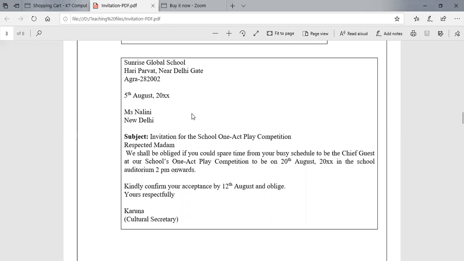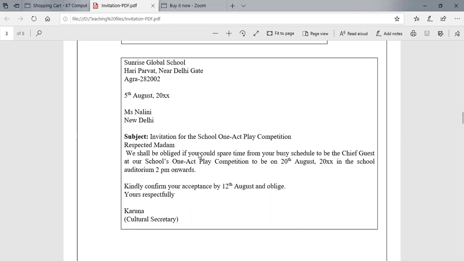Yes. So kindly confirm your acceptance by 12th August and oblige. Yours faithfully, also you can use that, no issues. Yours respectfully, the particular name of the sender. This is the way we have to follow. So invitation, card format, formal, and then letter format, formal.